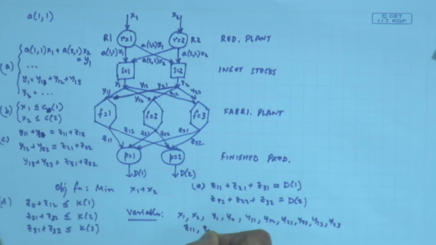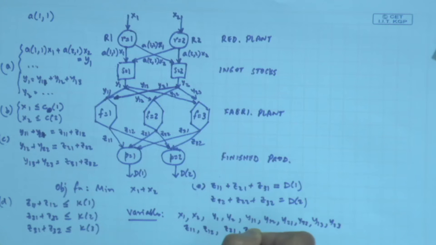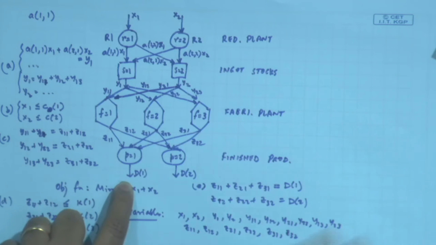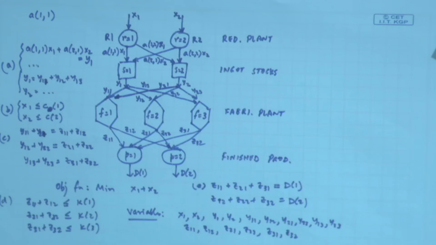And then z11, z12, z21, z22, z31, and z32. Is there anything else? Sorry, no. All these in the table here are given to you, supplied to you. Demand is known. Demand is known, that I want so many tons at the end. At the end of this whole process, I want to get so much tonnage of finished products of one type and of two types. It's given to you. Now tell me, with all these parameters, what is the minimum number of raw materials, x1 plus x2, I have to supply to produce that much finished product?